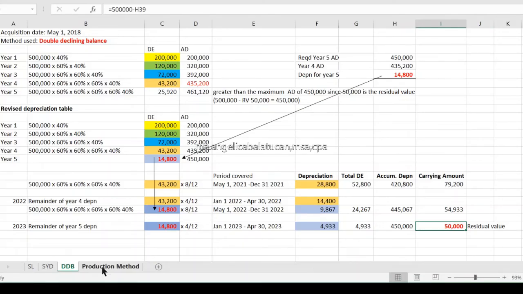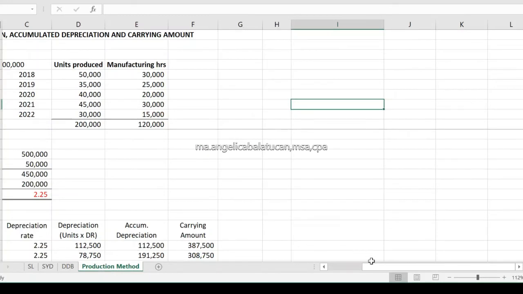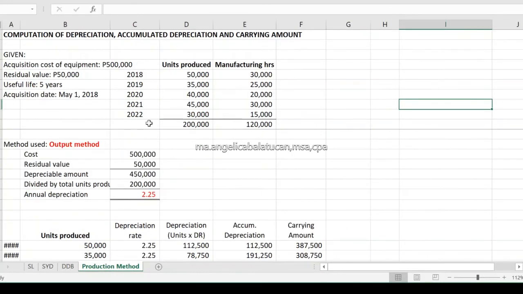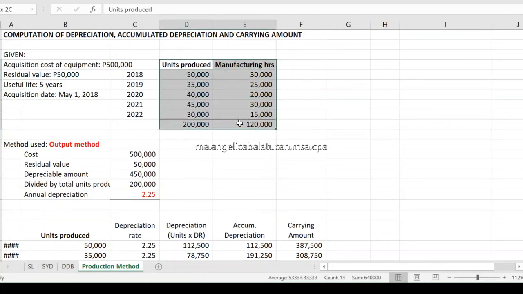Now, let's proceed with the production method. Okay, so the production method is based on the production. So it could be based on the inputs or based on the outputs. So we have additional information with this one. So we have information as to the units produced and the manufacturing hours.